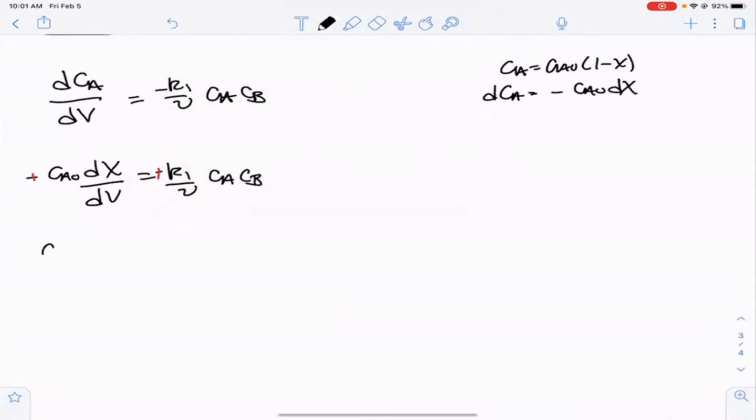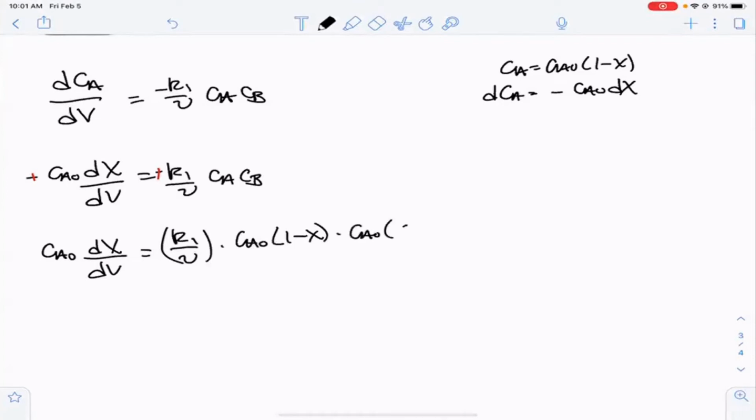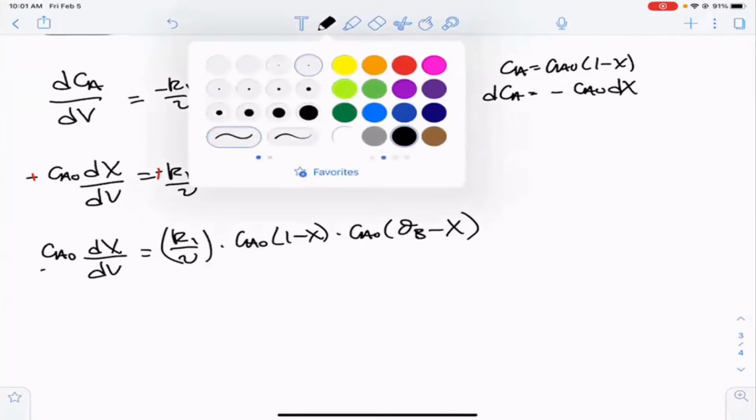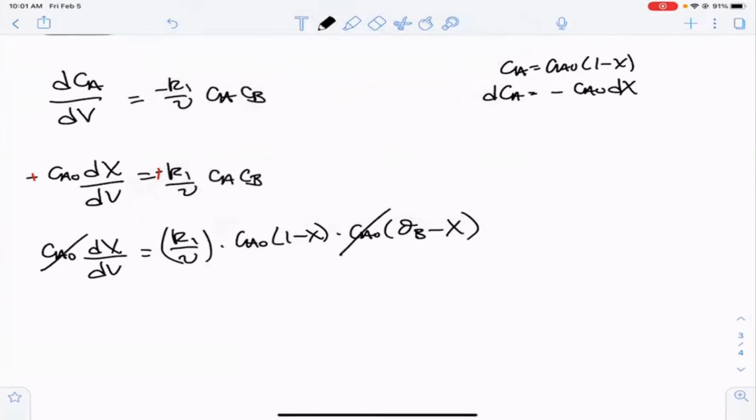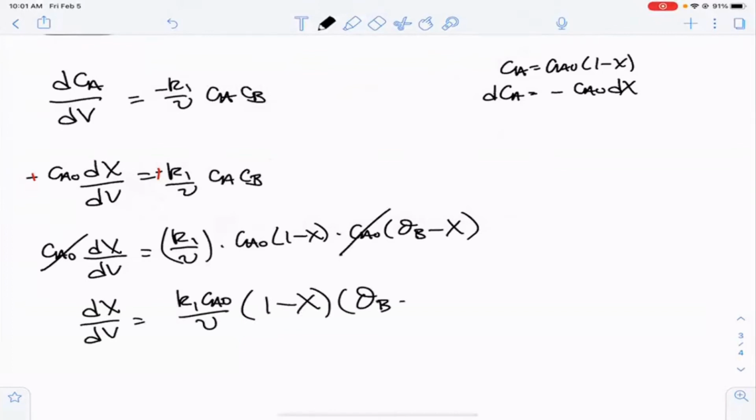So this would be CA0 times dX/dV equals k1 over the volumetric flow rate times CA0 times (1 minus X) times CA0 times (theta B minus X). And we get this form where one of the CA0s at least is going to cancel, and you're left with dX/dV equals k1 CA0 over the volumetric flow rate times (1 minus X) times (theta B minus X).